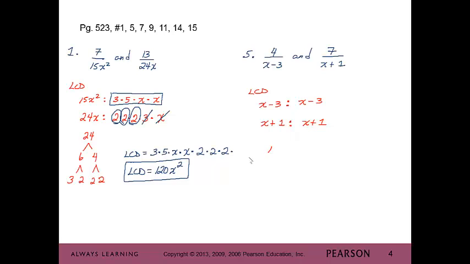So then the LCD is equal to the factors of the first denominator, which is x minus 3. And then we're going to look at the second denominator. And since x plus 1 isn't already part of our LCD, we're going to put it there. So the LCD is now x minus 3 times x plus 1.